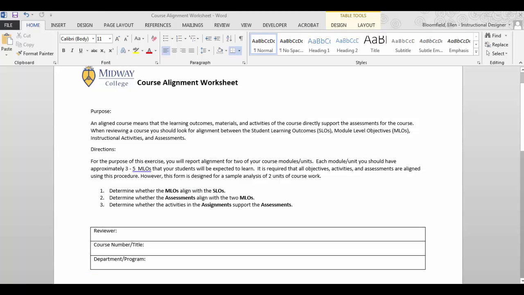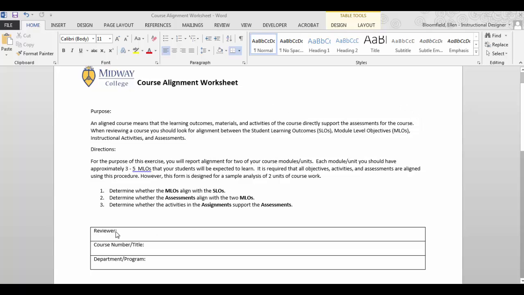For the purpose of this exercise, you will report alignment for 2 of your course modules or weeks. Each module you should have approximately 3 to 5 MLOs that your students will be expected to learn throughout the week. The first thing you want to do is determine whether the MLOs align with the SLOs, and then you want to look at your assessments to see that they align with the MLOs. And finally, you want to determine whether the activities and the assignments support the learning and support the assessment pieces.